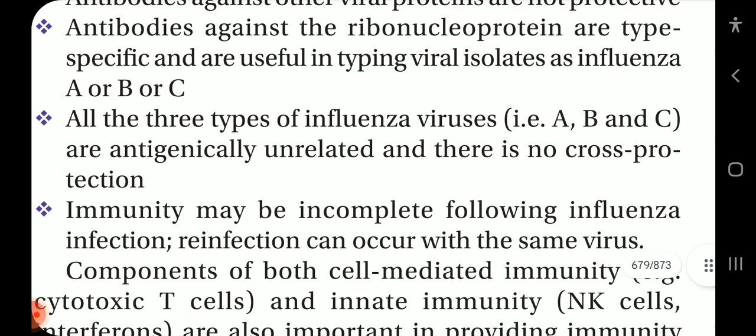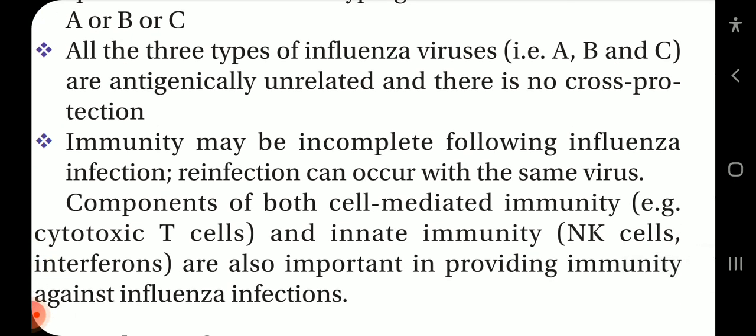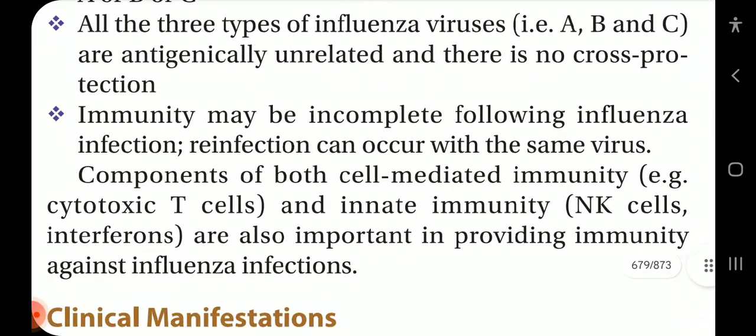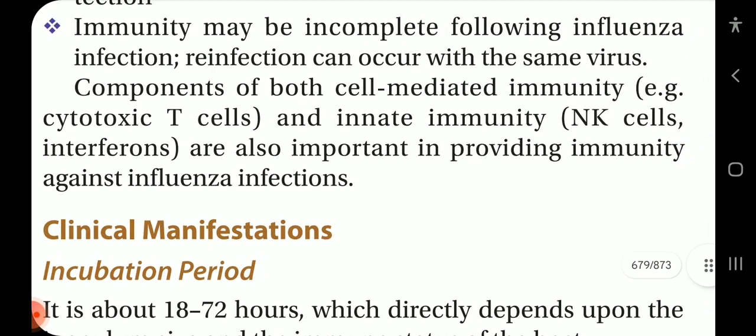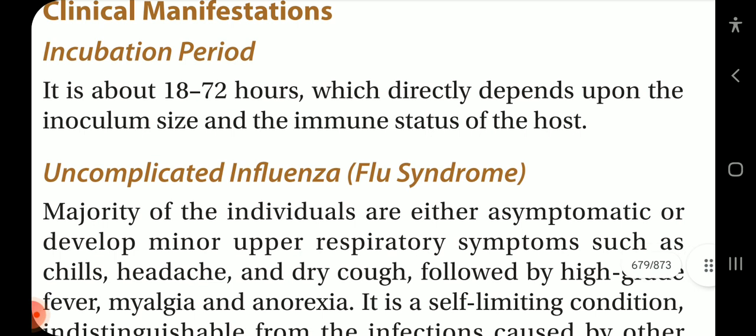Antibodies against the ribonucleoprotein are type specific and are used in typing viral isolates as influenza A, B, or C. All the three types of influenza virus A, B, and C are antigenically unrelated and there is no cross protection. Immunity may be incomplete following influenza infection. Reinfection can occur with the same virus. Components of both cell-mediated immunity, for example cytotoxic T cells, and innate immunity, NK cells and interferons, are also important in providing immunity against influenza infections. Clinical manifestation.